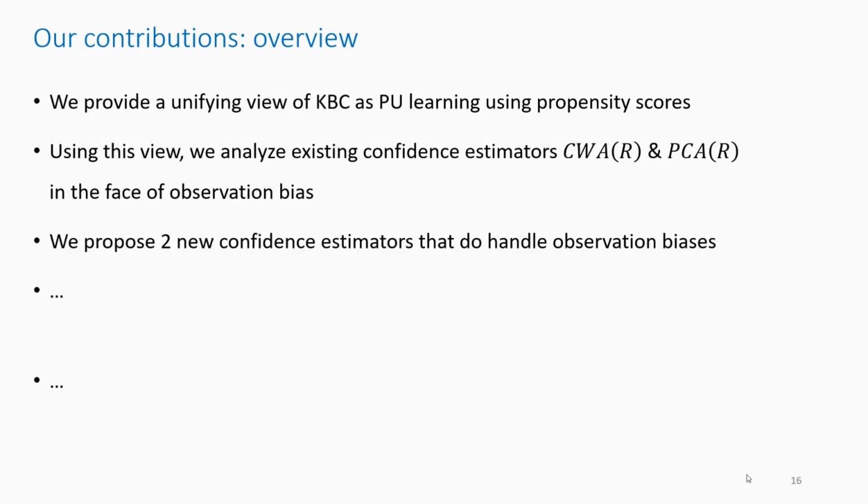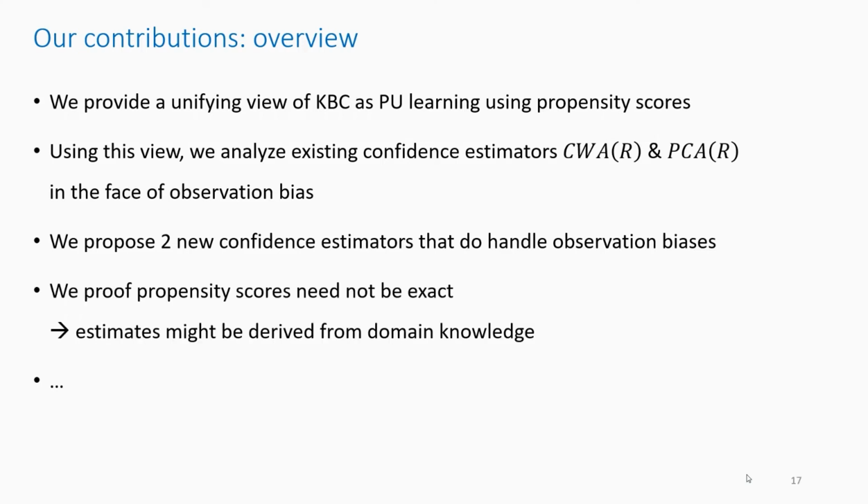Thus, we propose two new confidence estimators using propensity scores that can handle general observation biases. We also prove that the propensity scores used in these new confidence estimators do not need to be exact, so they might be estimated from domain knowledge. And lastly, we include experiments that confirm our theory.